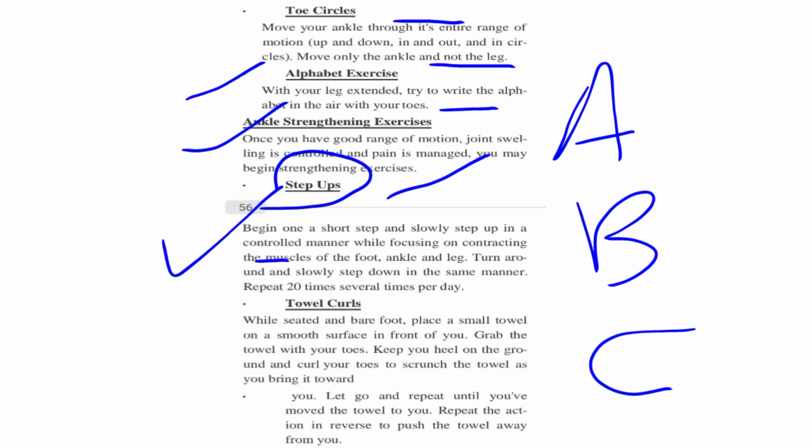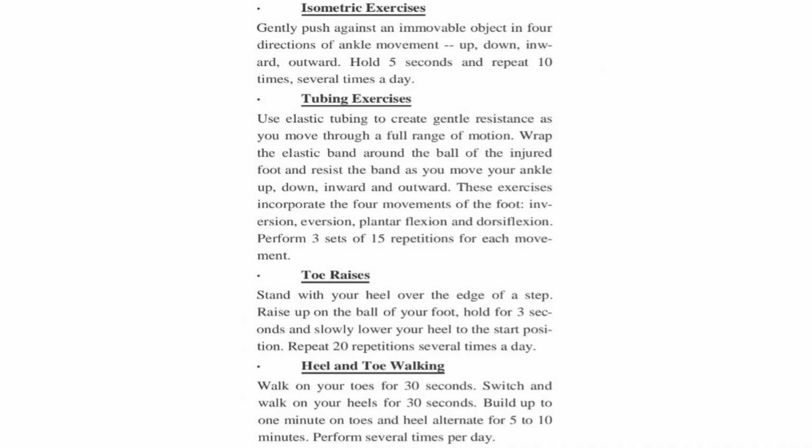Towel curl. While seated and barefoot, place a small towel on a smooth surface in front of you. Grasp the towel with your toes. In this case, your muscles work, and this is also a strengthening exercise of your lower extremity, especially of the foot. Let go and repeat until you are moving the towel towards you with your toes. Repeat the action in reverse to push the towel away from you.